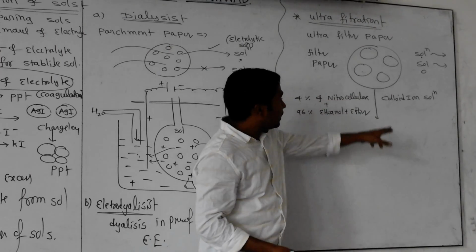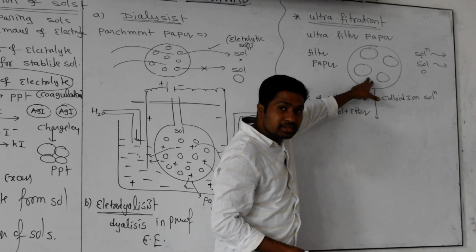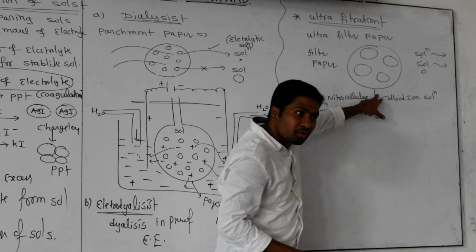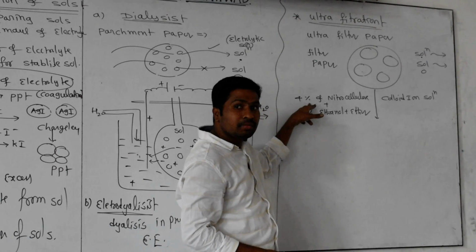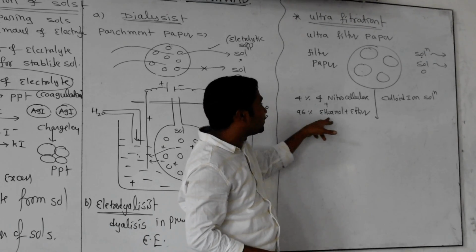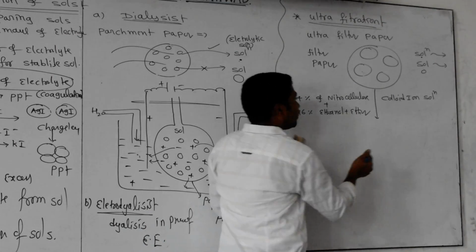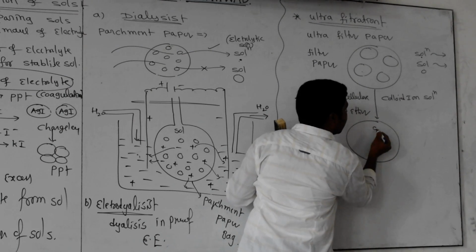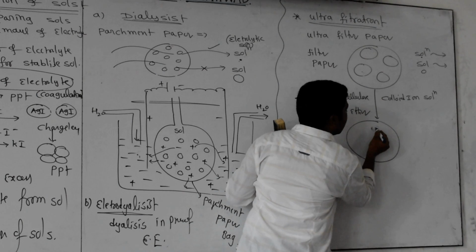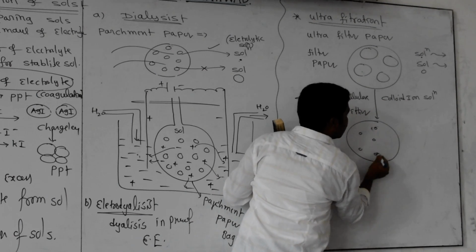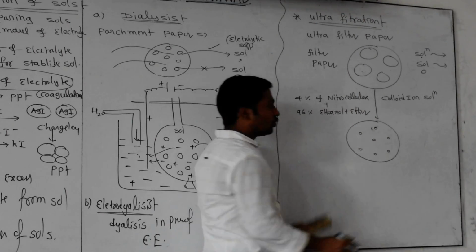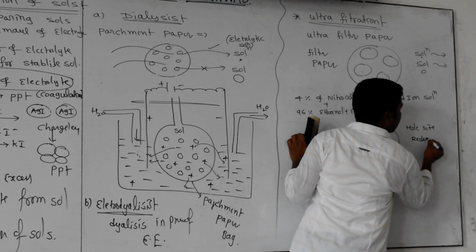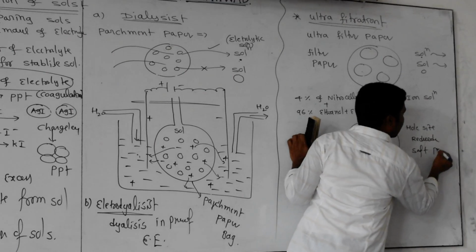Are you getting it or not? We have to take the normal filter paper. My target is to reduce the size of the holes in the filter paper. It is possible by dipping or soaking it in collodion solution. What is the composition of the collodion solution? 4% nitrocellulose, the remaining 96% is ethanol and ether. Automatically we are getting filter paper with smaller hole size. The size of the holes will be reduced.